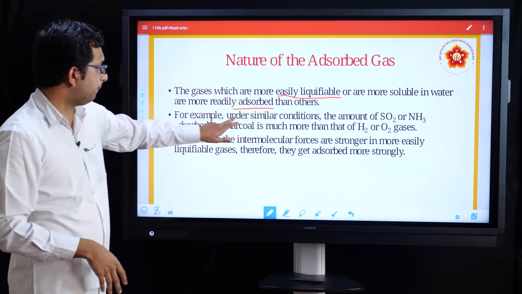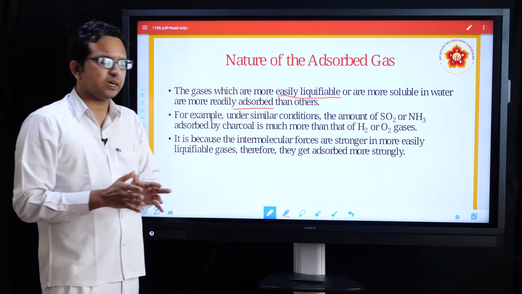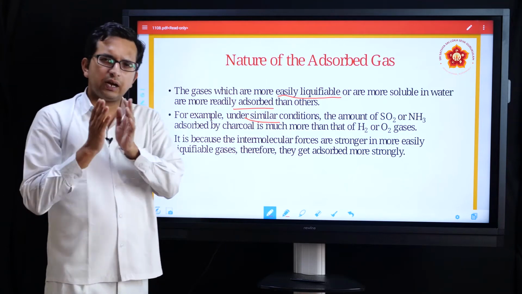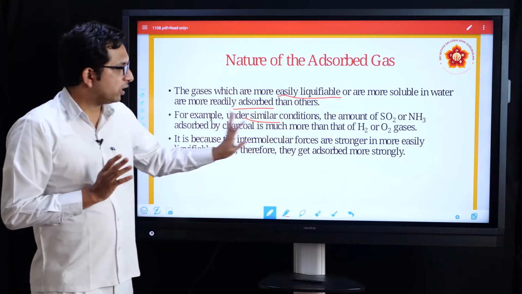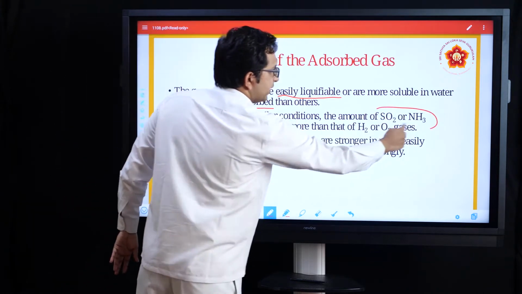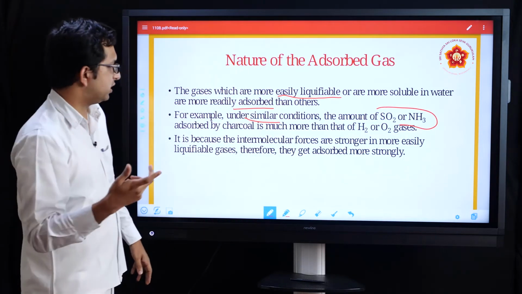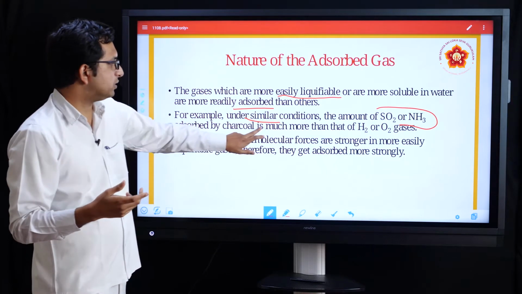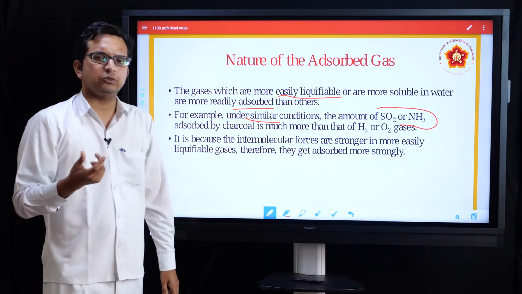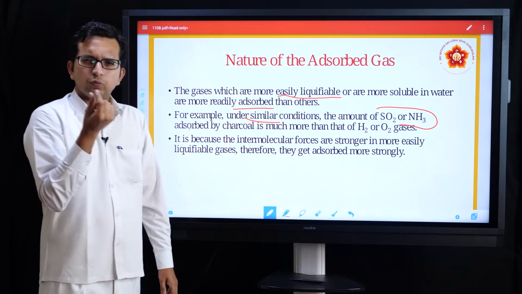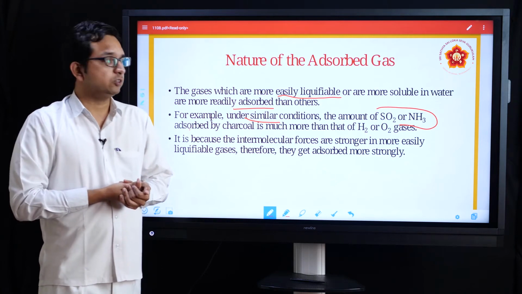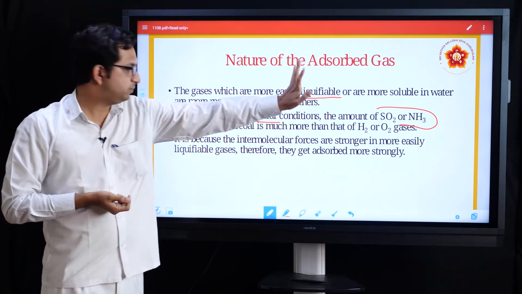As an example, it has been shown that even under similar conditions, what do you mean by similar condition, temperature and pressure being common, larger gases like SO2 and NH3, whose molecular mass is pretty high, are adsorbed by charcoal much better than hydrogen or oxygen gas. Hydrogen or oxygen have small molecular natures, and it will be very difficult to liquefy them.